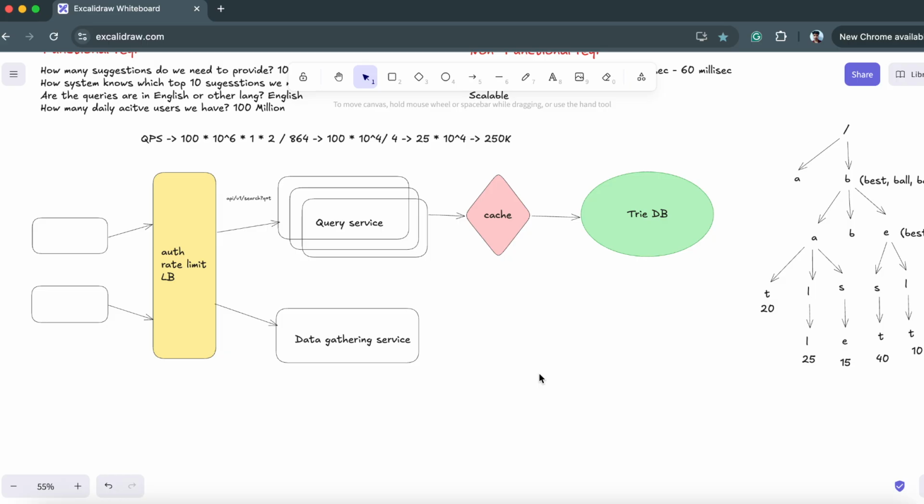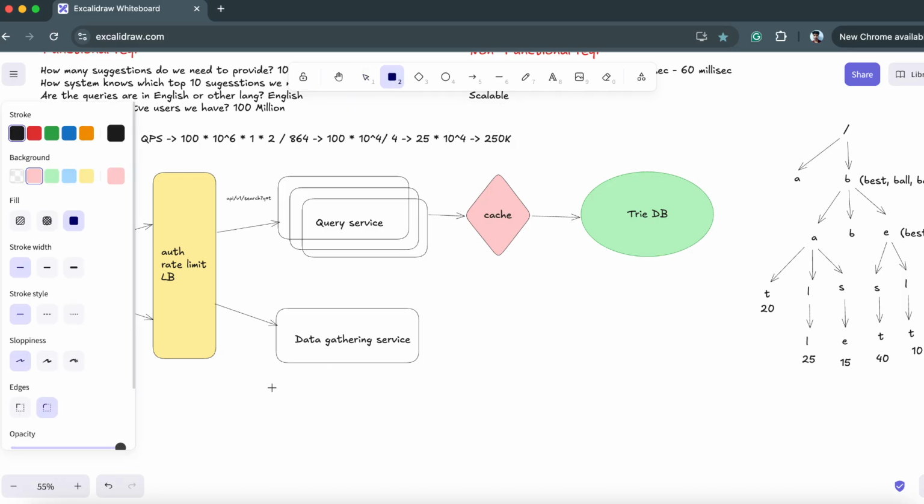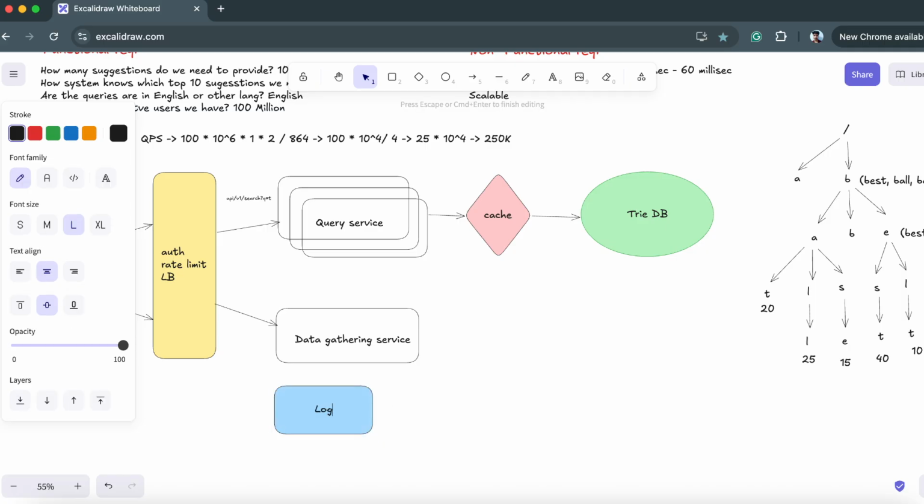Now talking about the data gathering service. Here we can simply maintain log files. Whatever logs we collect at any point in time, whenever a user searches some words, we will log that information. So we keep on logging that information.